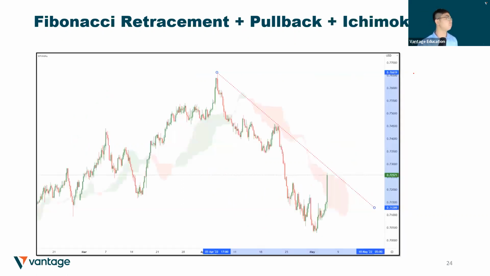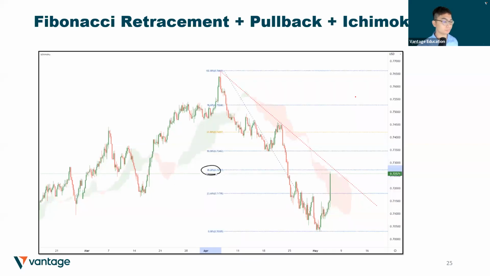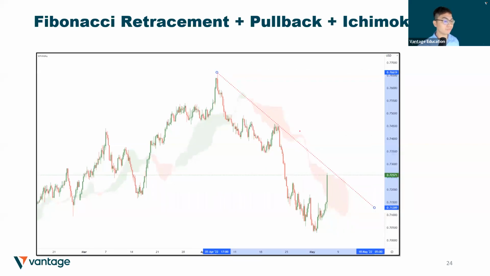Okay, next we have the Fibonacci retracement plus the pullback plus the Ichimoku Cloud for a triple confirmation, a triple confluence to the trading idea. So not only do we have a descending trend line, we are looking for price to potentially tap into that trend line and reverse to the downside. That is a possible trading idea that we are looking at.